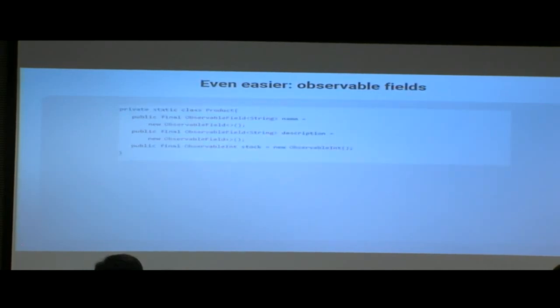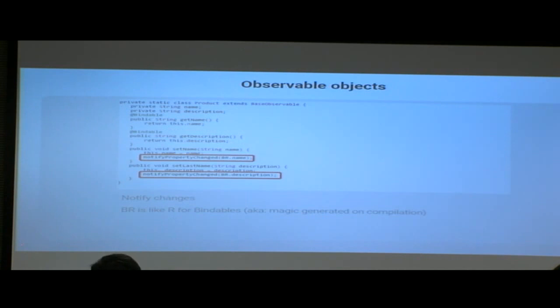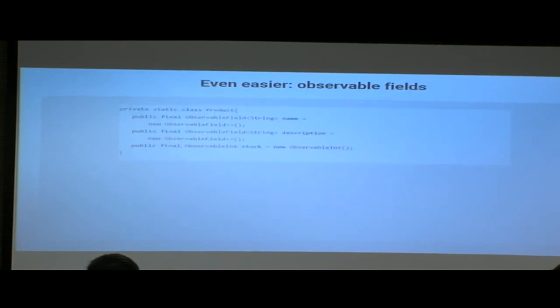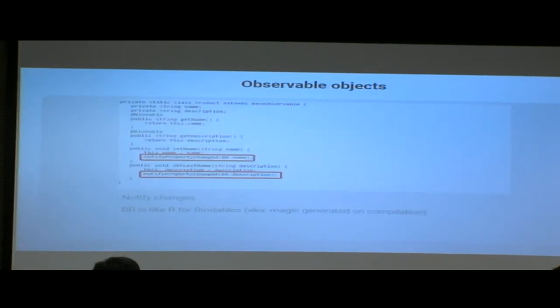In order to make this easier, because frankly this is a lot of boilerplate, we have what is called observable fields. In this case, we're using an observable field of type string. We just say, okay, we have this observable field string name, that is a new observable field. We have also observable int, long, parcelable, a lot of them, just to make it even faster. This code will do exactly the same as this one.